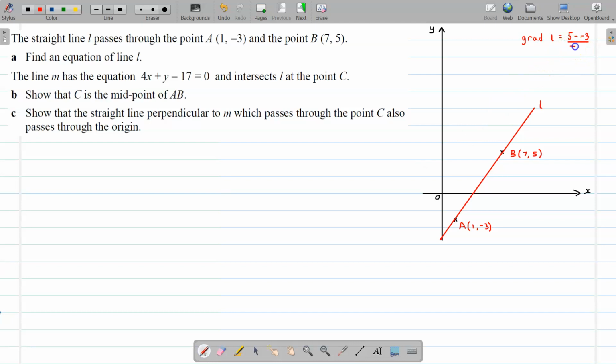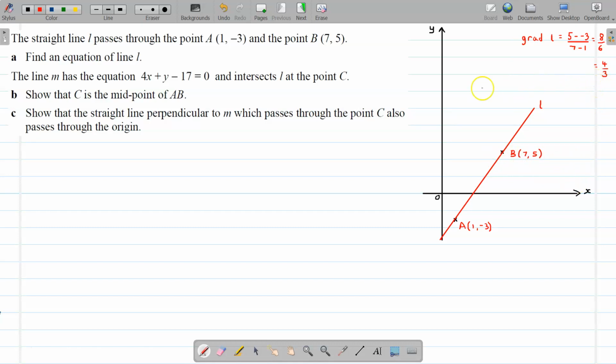Now, that comes to 8 over 6. And 8 over 6 is the same as 4/3. So I'm just going to write here 8 over 6, and 8 over 6 is also equal to 4/3. So that means that the line is, for every 3 I go across, I go up 4, which looks roughly correct on my sketch, which is approximately to scale.